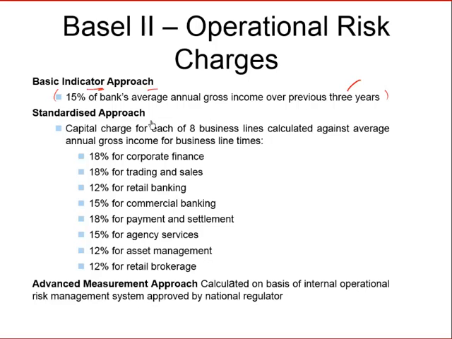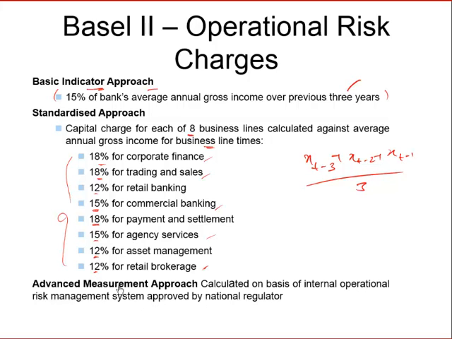The standardized approach can be used for banks that are able to demonstrate a level of sophistication in their risk management and risk calculation procedures. So herein, the capital charge for each of the 8 business lines, namely corporate finance, trading and sales, retail banking, commercial banking, payment and settlement, agency services, asset management, and retail brokerage, is calculated separately against the average annual gross income for the business line. So for corporate finance, we need 18% of the average income, for trading and sales 18%, and so on and so forth. For the other business lines of the bank, a prescribed percentage of the last 3 years average income is taken as the capital charge.